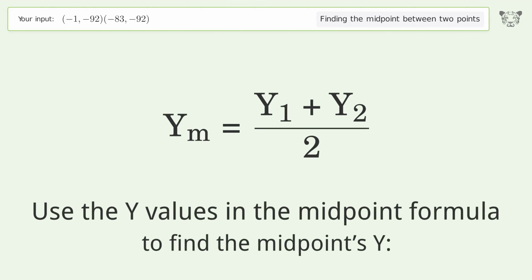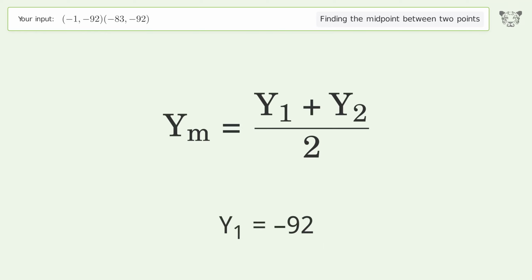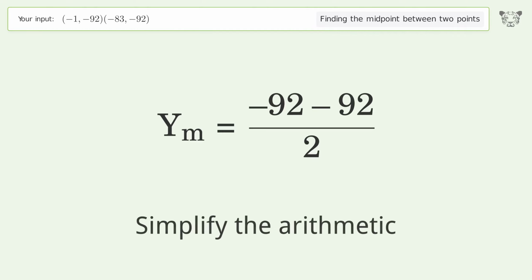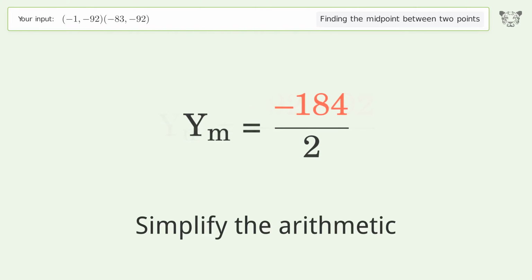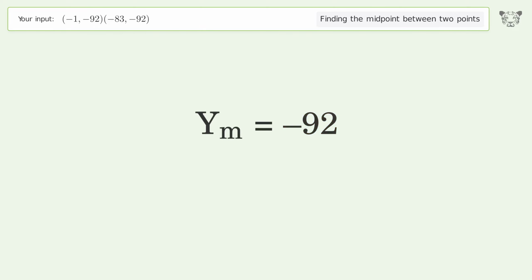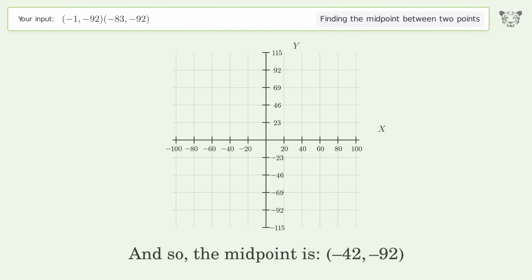Use the y values in the midpoint formula to find the midpoint's y. y1 equals -92. y2 equals -92. Simplify the arithmetic. And so, the midpoint is -42, -92.